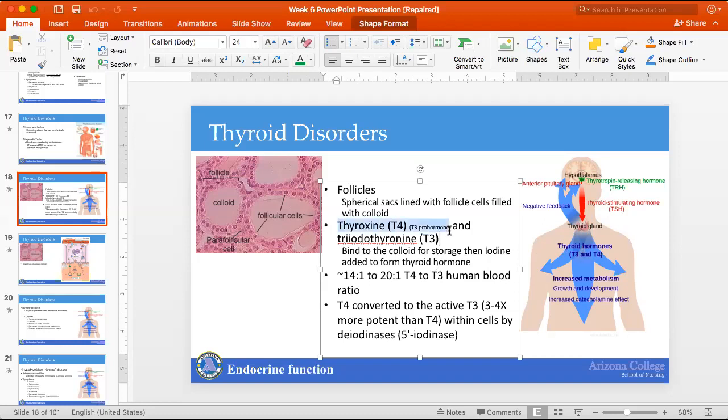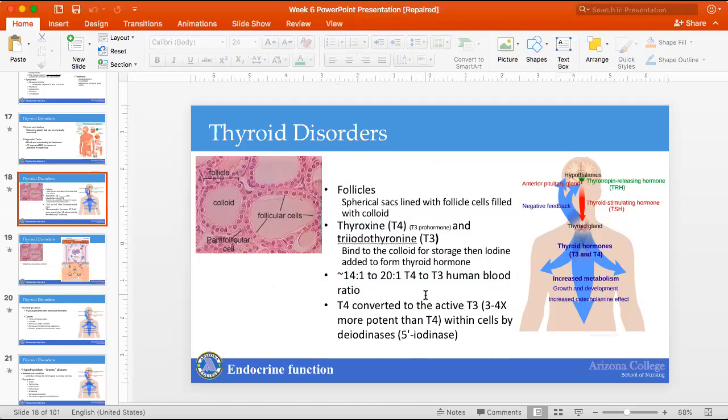Now, this T3 and T4, the difference is that thyroxine, or T4, is more of the inactive form of T3. So it gets released into the bloodstream primarily as T4. And if you see this ratio down here, 14:1 to 20:1, T4 to T3. So for every one T3 hormone, there will be anywhere from 14 to 20 of the T4s. Now, when you need a reaction or function to come along, it will then convert T4 to the active T3 as needed.